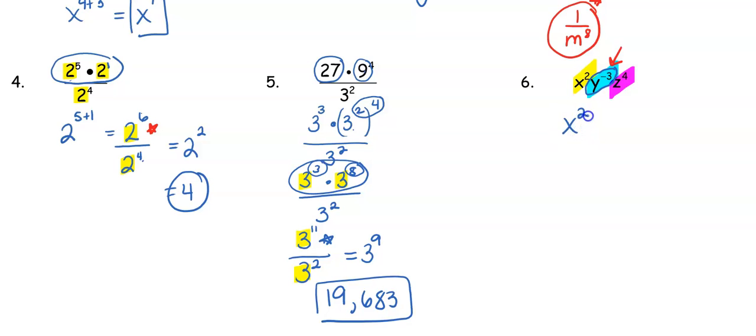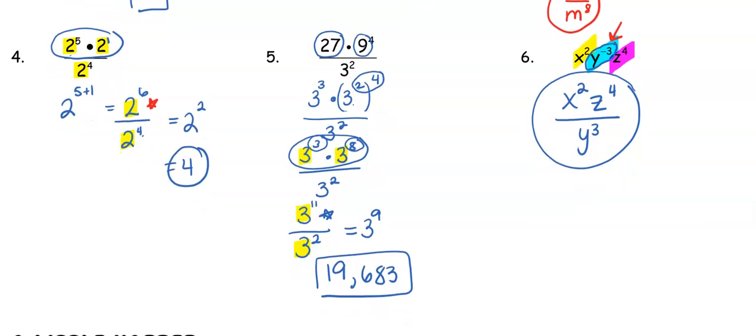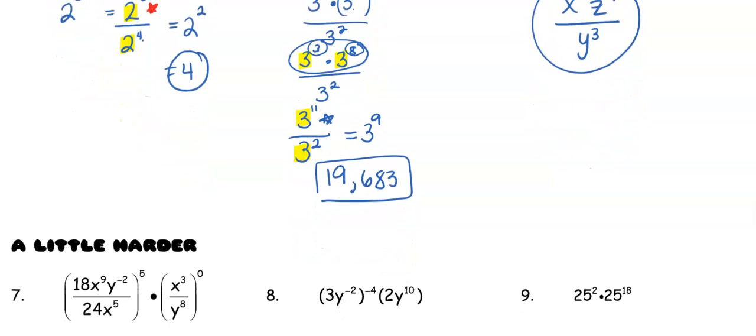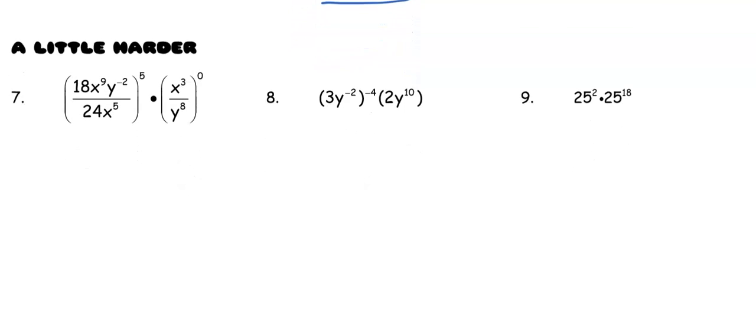So the x is going to stay on top. The z is going to stay on top. You only move the base that had the negative exponent. So when we talk about reciprocal, it's only the reciprocal of the negative exponent piece. Okay. All right. Getting a little bit harder here.